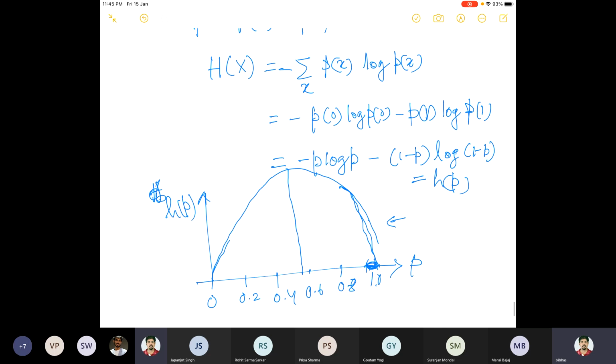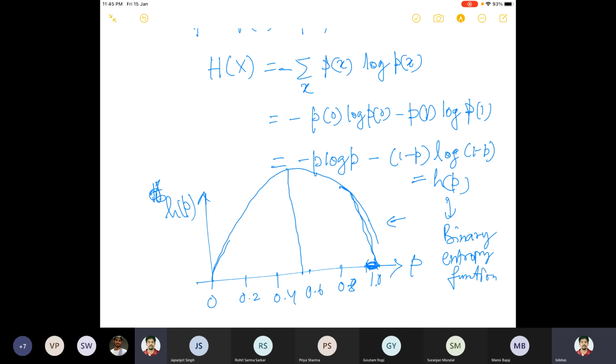Sometimes I must also say this, because we'll be using it later on in some examples. For this particular special random variable, it is called the binary entropy function.